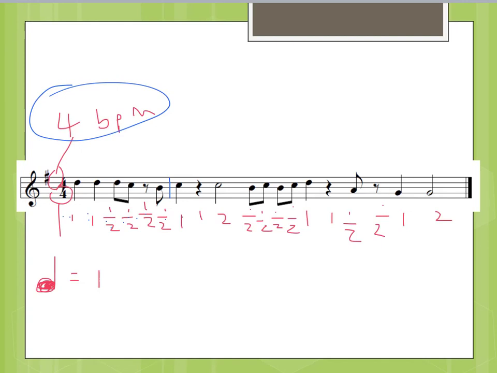1 plus 1 is 2, plus 2 is 4, bar line. Half, half, half, half. So all those together equal 2, plus 1 is 3, plus 1 is 4, bar line. Half plus half is 1, plus 1 is 2, plus 2 is 4. So I have 3 bar lines in this example.